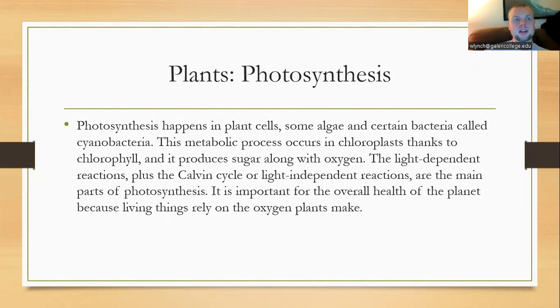Chloroplasts are going to contain a protein pigment known as chlorophyll, which is going to be why most plants are going to appear greenish in color. The end product is going to be glucose or sugar along with oxygen. This is where we have the light-dependent reactions, right?